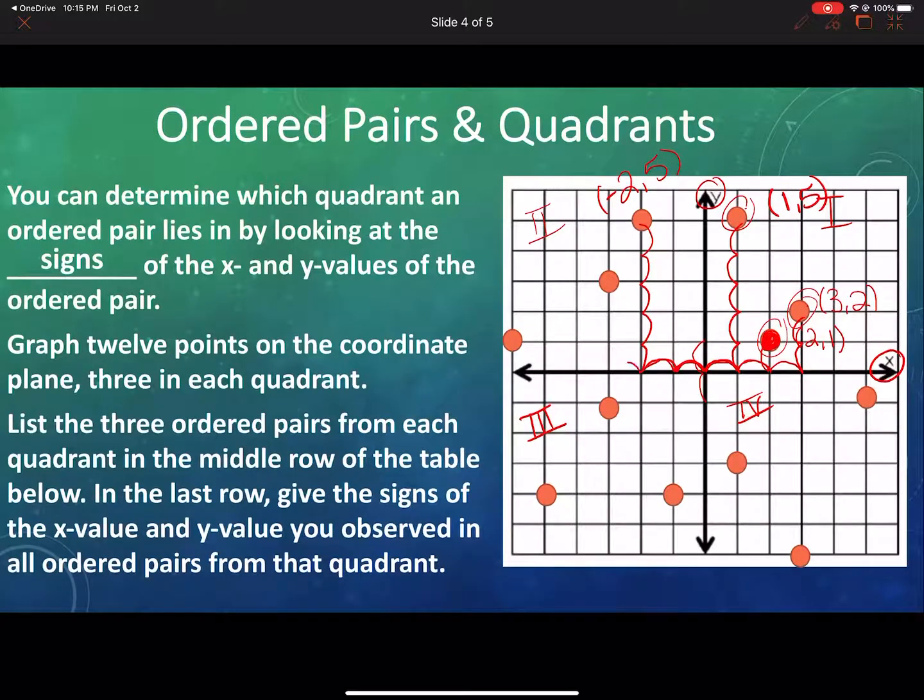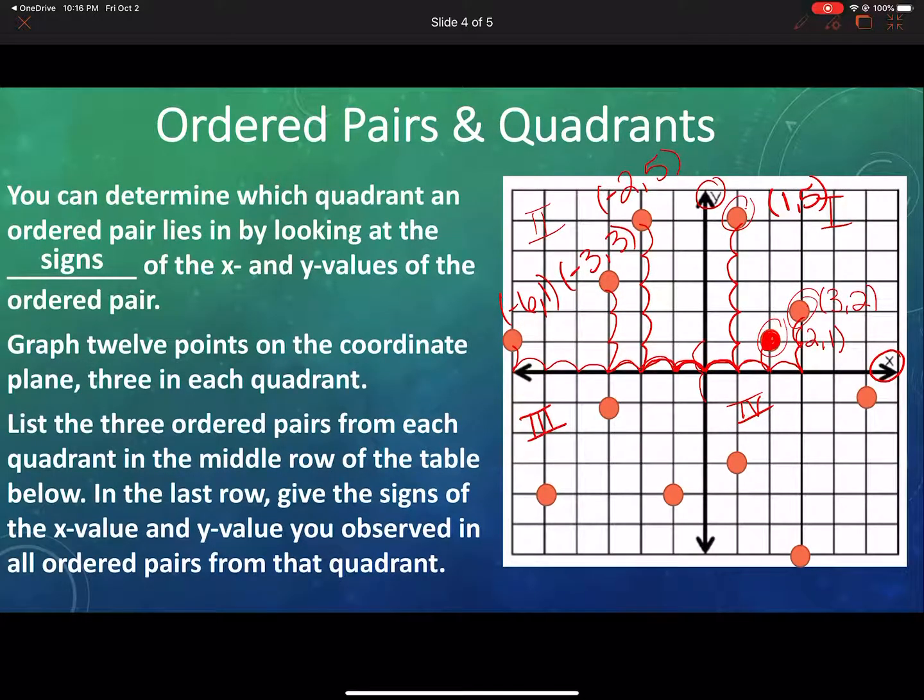Okay, here's 1, 2, 3, 1, 2, 3. So I went to the left 3, that's negative, up 3, positive. And then the last one in quadrant 2 is 1, 2, 3, 4, 5, 6 to the left, so -6, and 1 up. So (-6, 1).